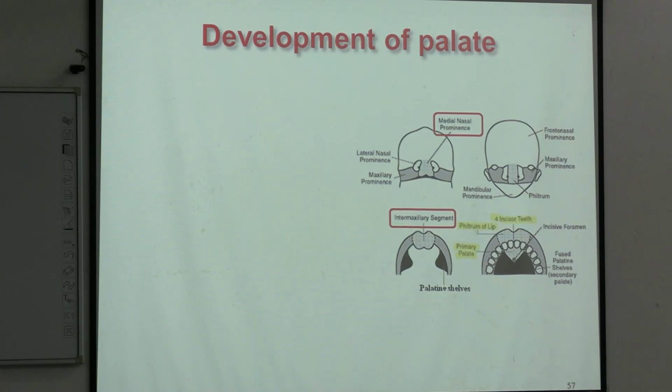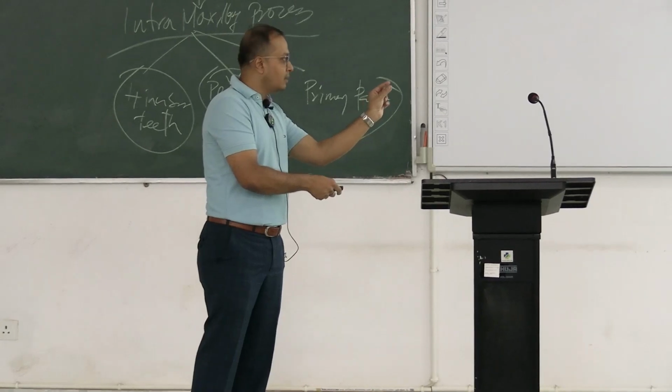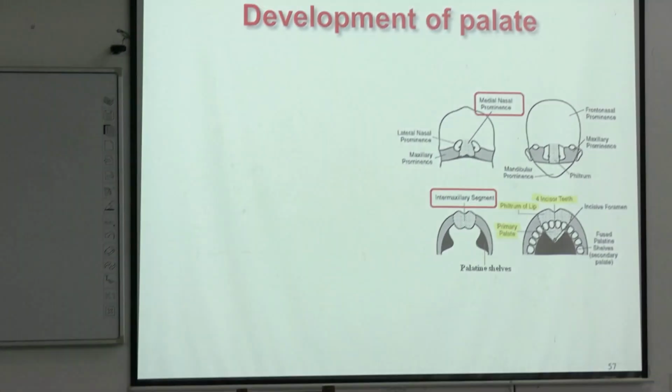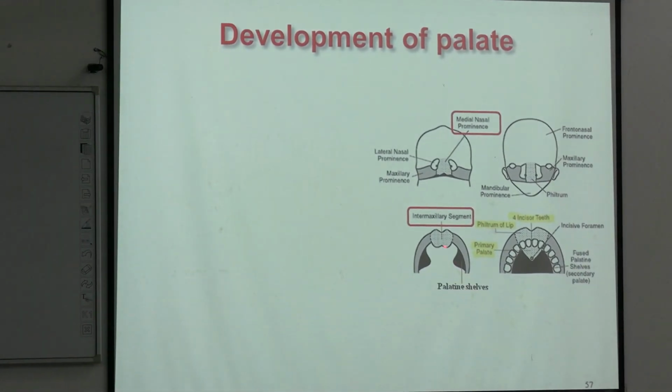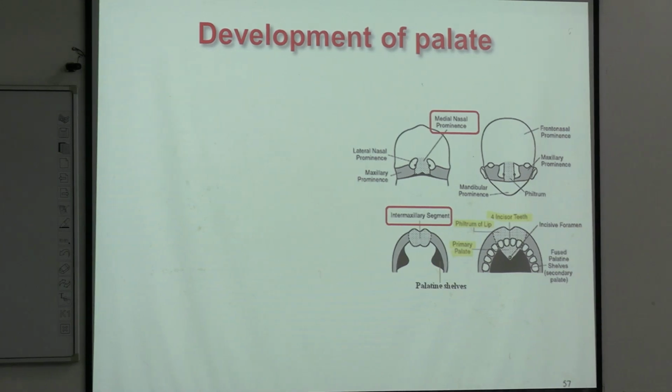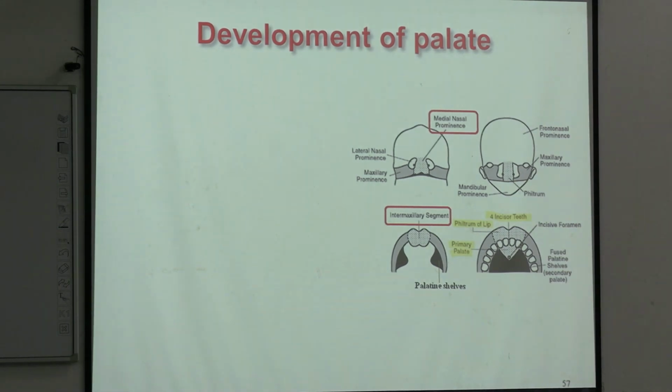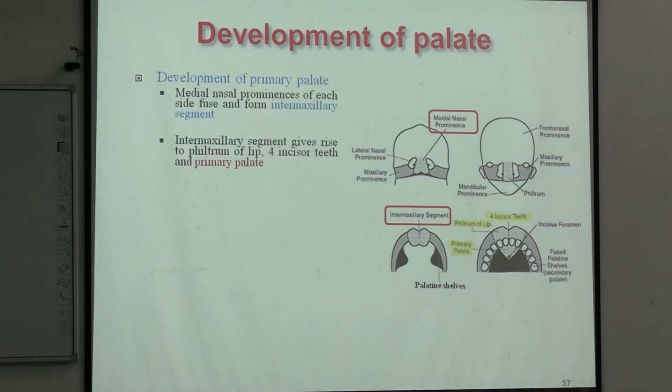Now, the maxillary processes, right side and left side, should encroach on each other and dock with each other. If they fail to dock with each other, there may be a gap present in between. That gap is given the name cleft palate. So that's what we have to answer in this particular clinical question.